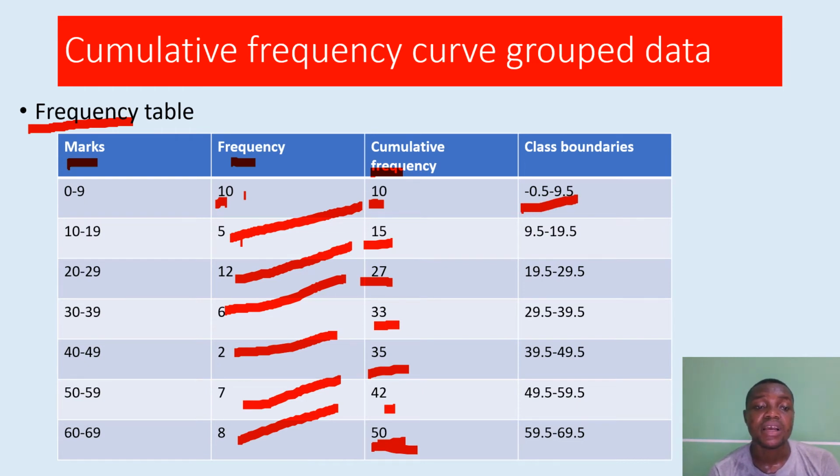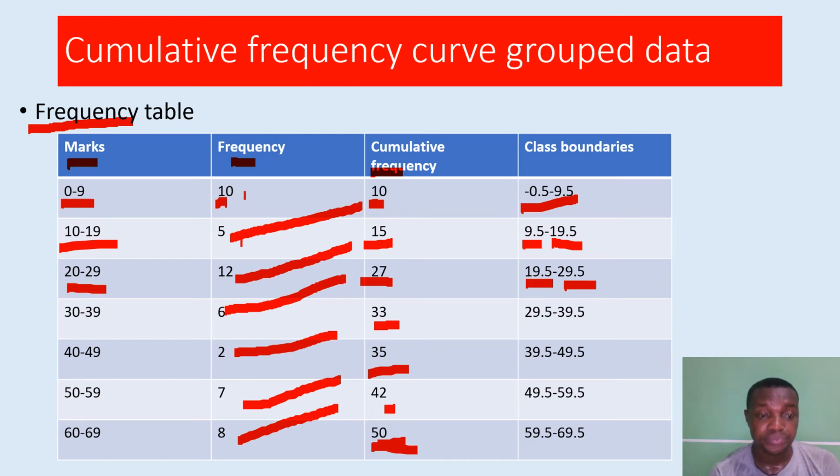Here we have 0 to 9, it will be minus 0.5 to 9.5. 10 to 19, if you subtract half from 10, you get 9.5. Then you add half to 19, you get 19.5. 20 to 29, if you subtract 0.5 from 20, you get 19.5. If you add 0.5 to 29, you get 29.5.